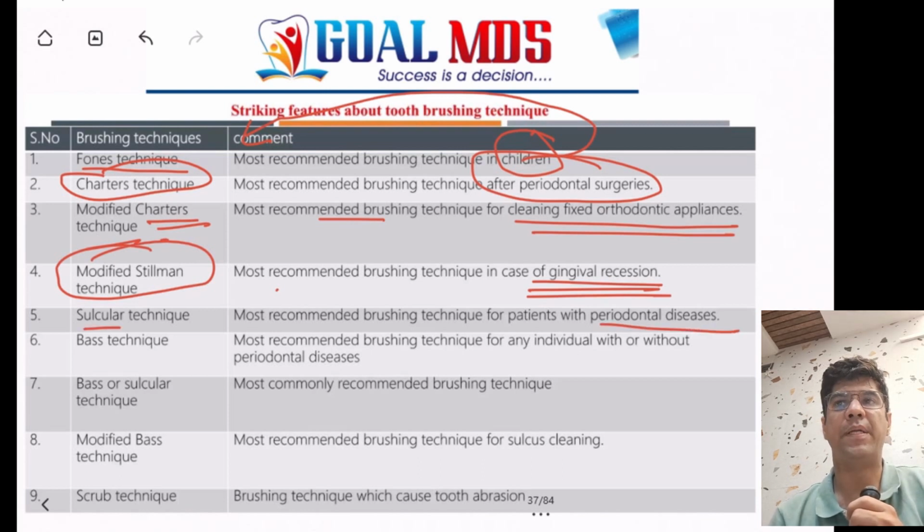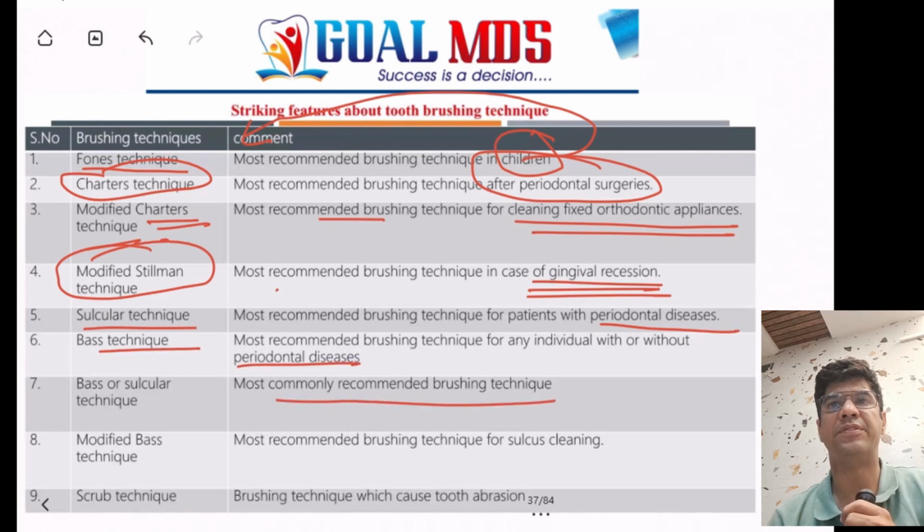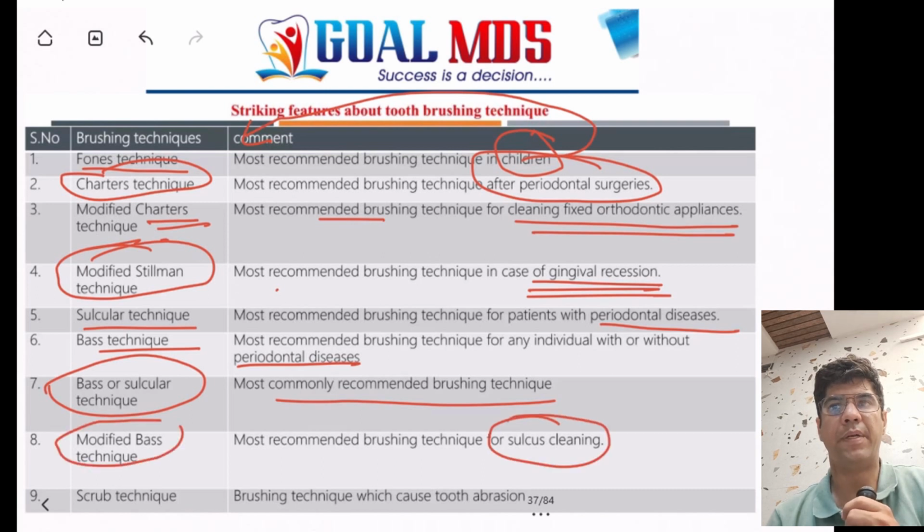The most recommended brushing technique for a patient with periodontal disease is the sulcular technique. The most recommended brushing technique for any individual with or without periodontal disease is the Bass technique. The most commonly recommended brushing technique is the Bass or sulcular technique. The most recommended brushing technique for sulcus cleaning is the modified Bass technique.